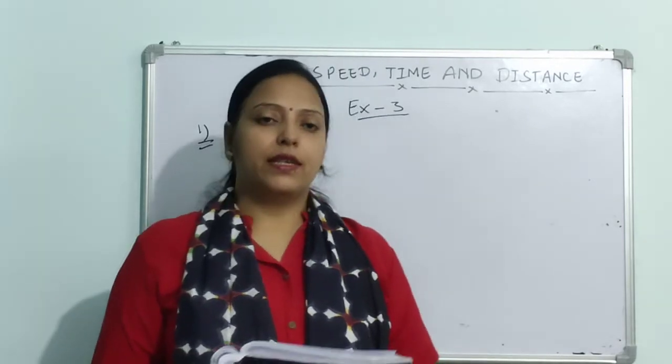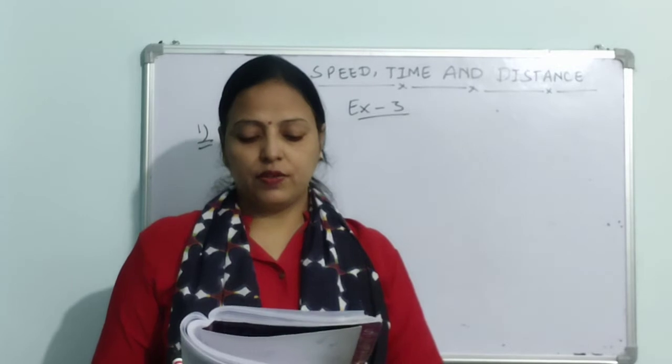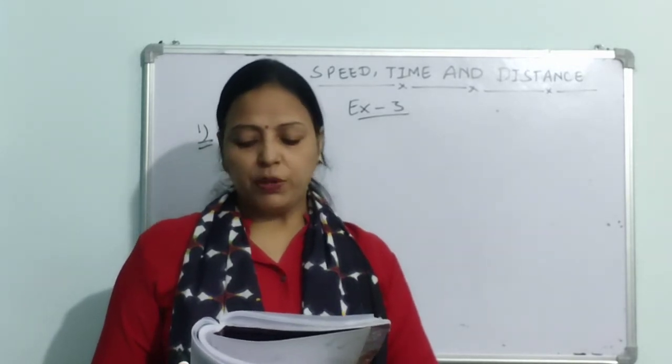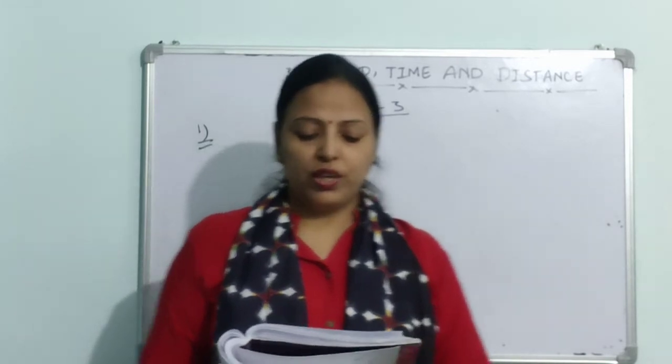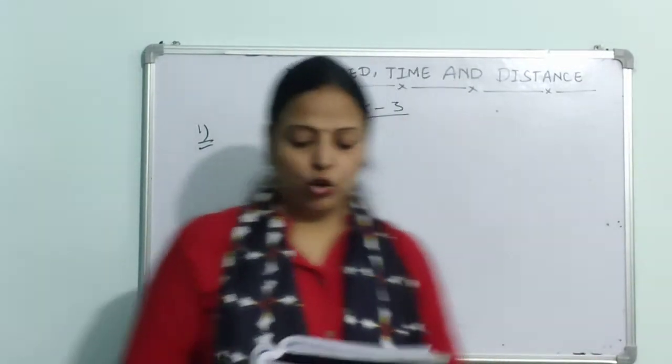Now let us start exercise 3, question number 1. A car covers a distance of 16 km in 15 minutes. Find its speed in kilometer per hour. So here distance is given, time is given. You have to calculate the speed in kilometer per hour.